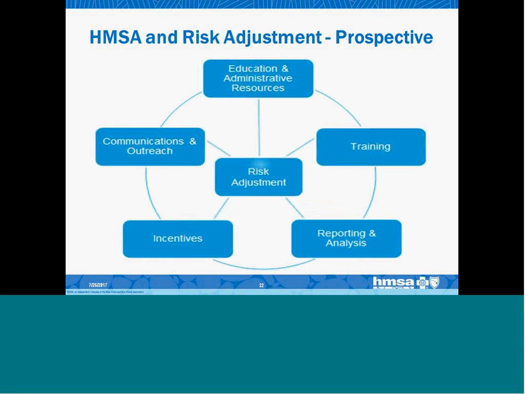On the prospective side, starting this year, we will be supplementing chart reviews with educational and administrative resources, training, reporting and analysis of our findings, incentive programs, and communication and outreach to help physician organizations, providers, and office staff improve coding and documentation.